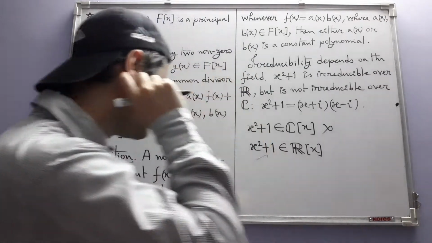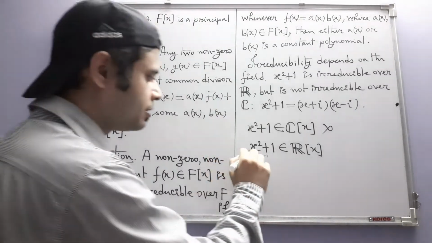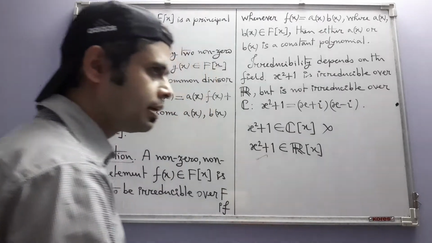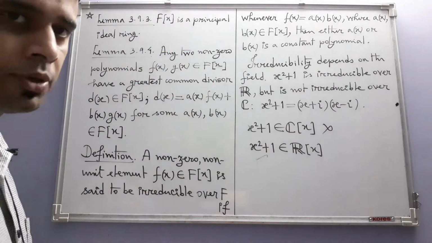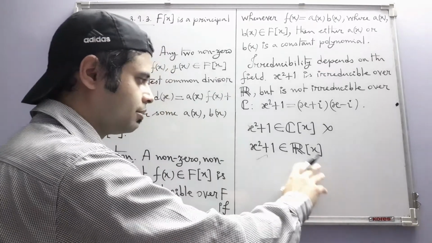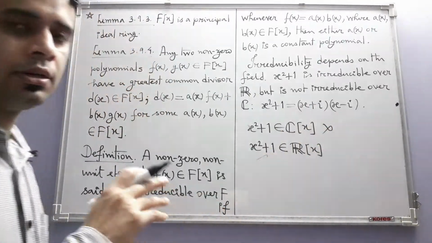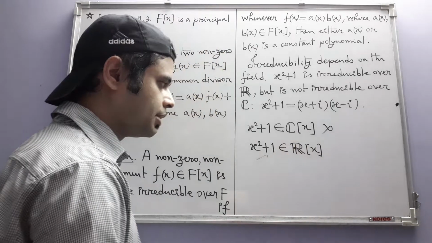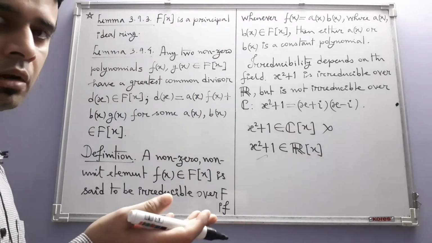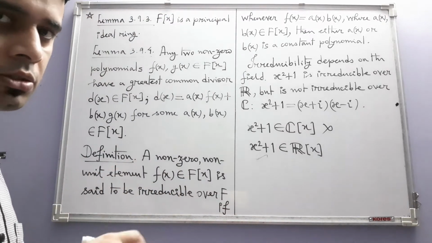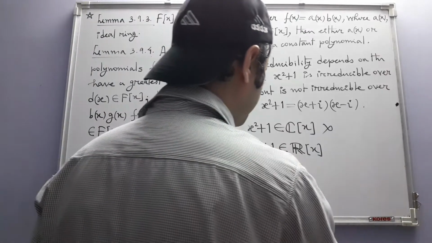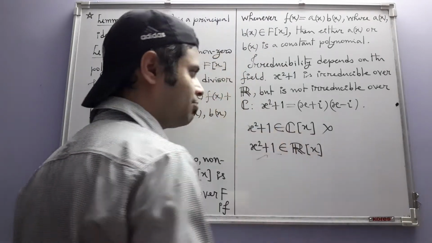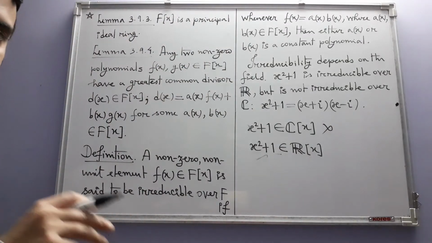The real reason is that you can prove that this is irreducible over R by supposing that it is reducible and then arriving at a contradiction, without ever saying anything about imaginary numbers. You can work inside R[x] itself. In fact, we are going to come across some such problems when we solve the exercises. So the point here is that this is irreducible over R but not over C. So the underlying field matters.